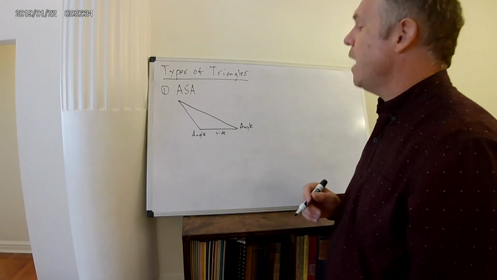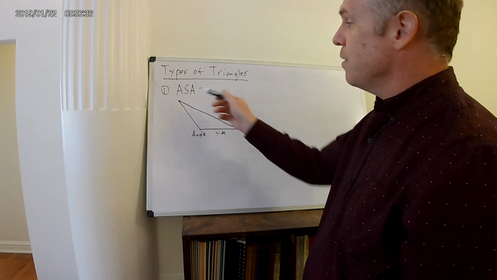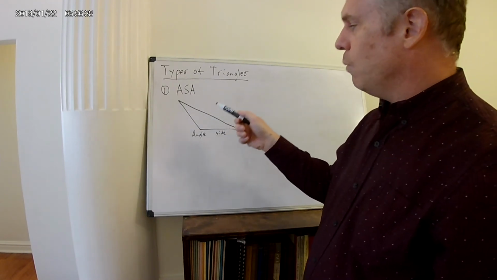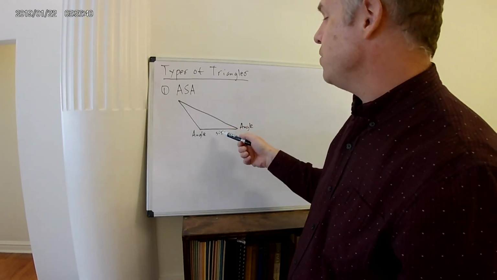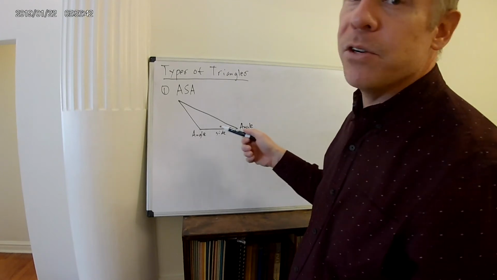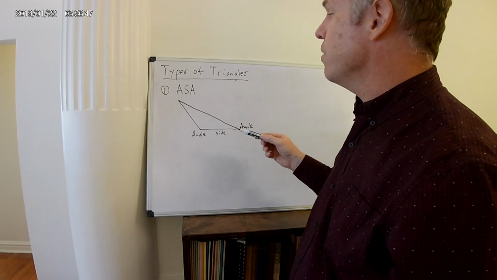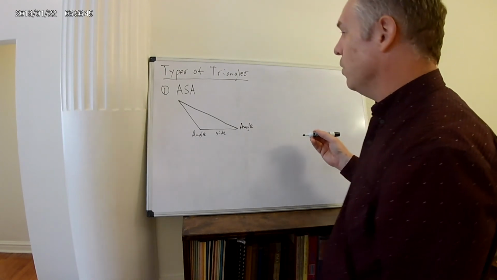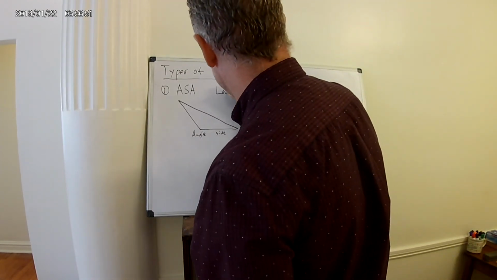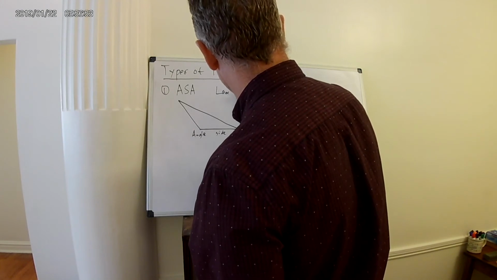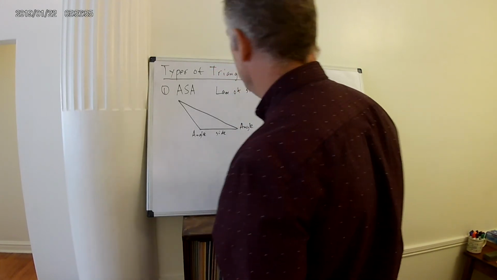In an angle, side, angle triangle, these are the things you know. You know one of the angles, you know the side adjacent to the angle, and then you know the angle on the other side of this side. So you know an angle, side, angle. You know these 3 things. That's one type of triangle. We can use the law of sines to solve this type of triangle.